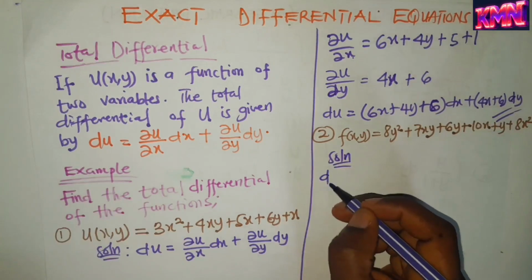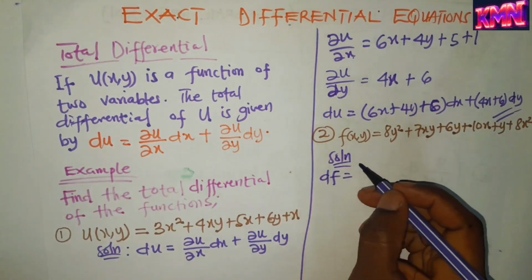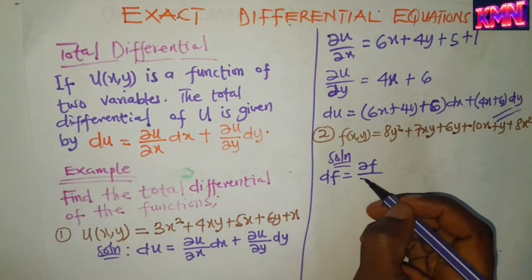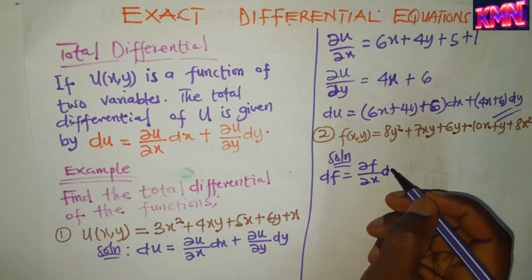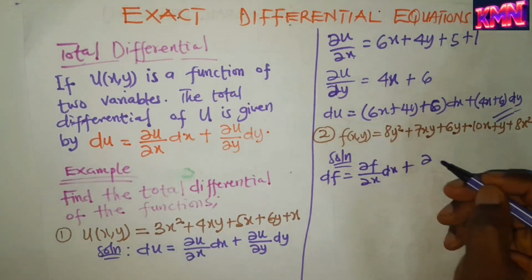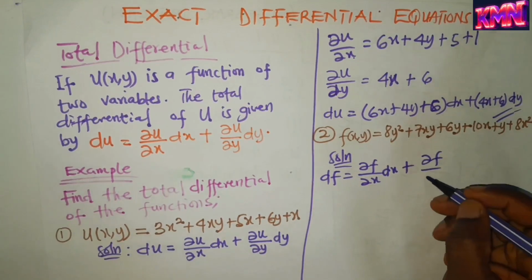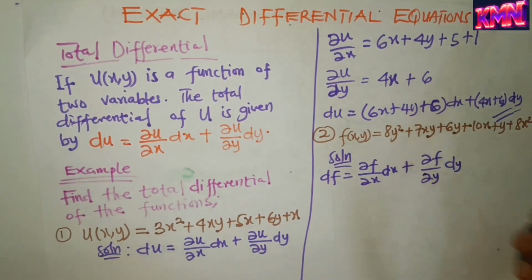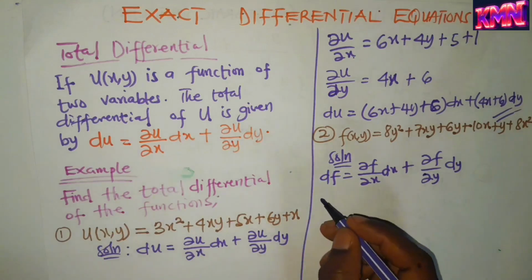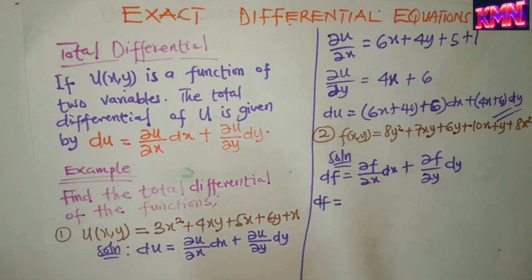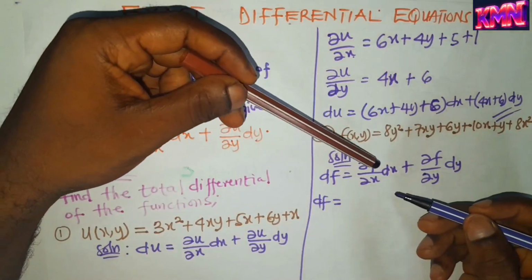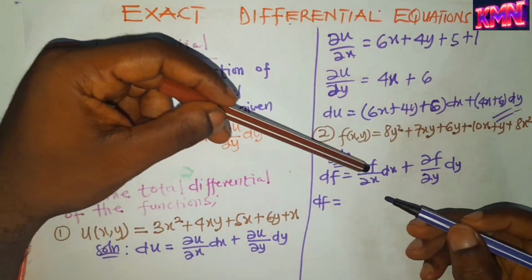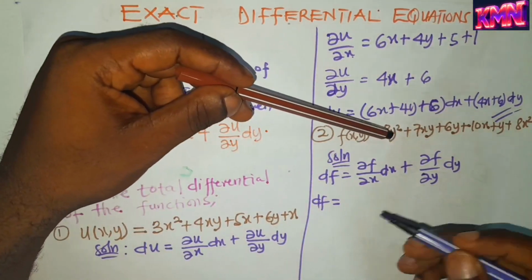Solution. The total derivative of f equals the partial derivative of f with respect to x, dx, plus the partial derivative of f with respect to y, dy. At this particular point, we tend to do it all together. So let's find the partial derivative of f with respect to x first. With respect to x, the whole of this is constant, so that will go to 0.